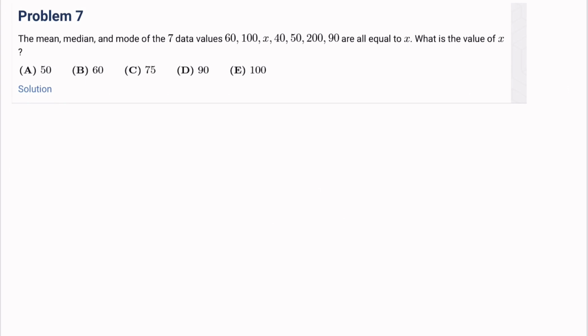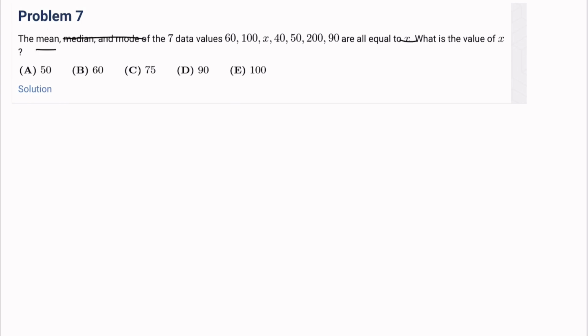Number 7. The mean, median, and mode of the 7 data values 60, 100, x, 40, 50, 200, and 90 are all equal to x. What's the value of x? Okay, so right away we can see that we don't need the median and mode of the 7 data values at all, because just the mean will give everything to us.